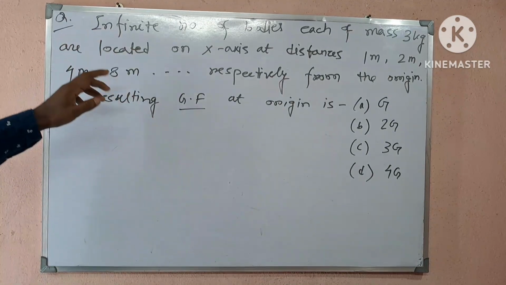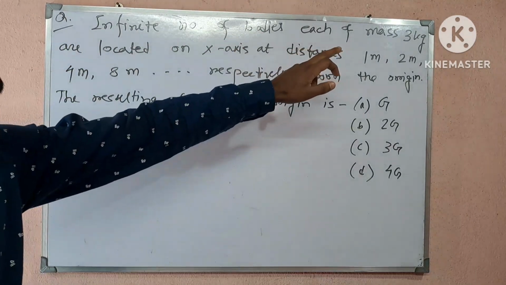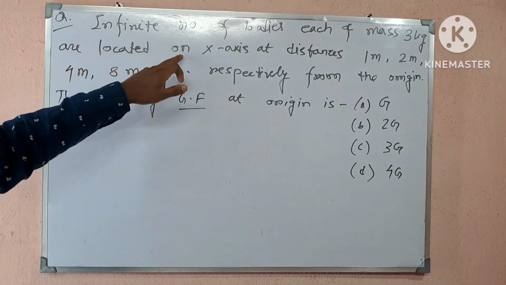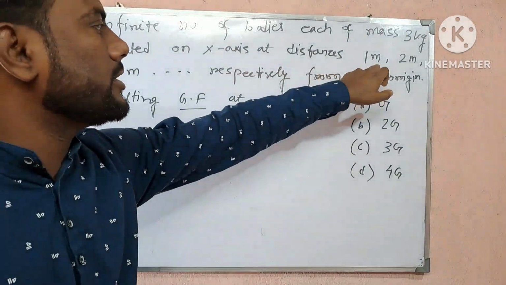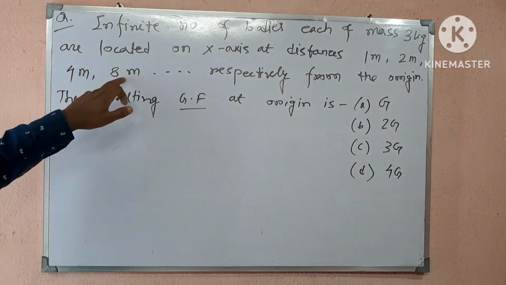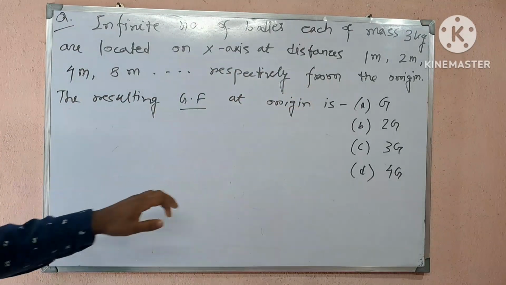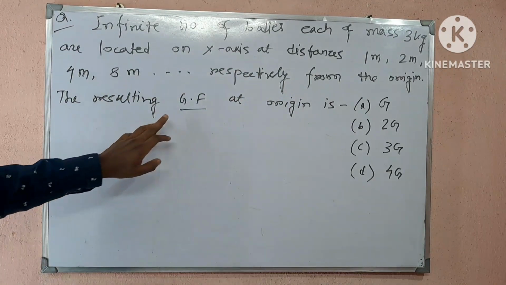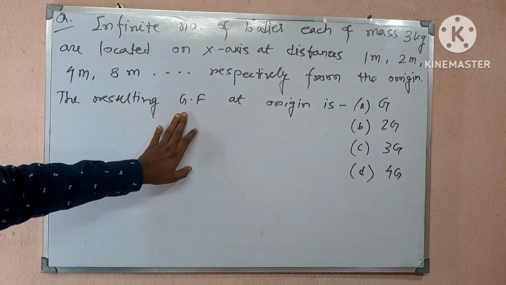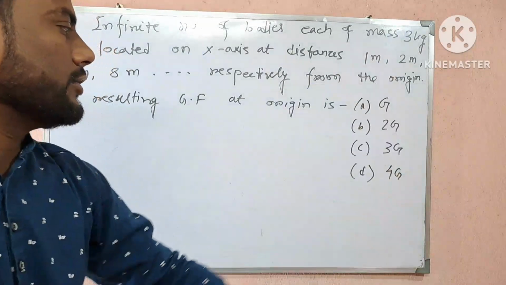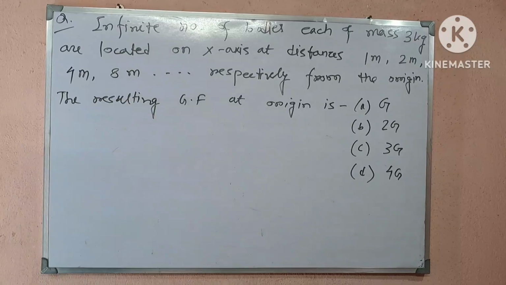Let's see this question. Infinite number of bodies, each of mass 3 kg, are located on x-axis at distances 1 meter, 2 meter, 4 meter, 8 meter, respectively from the origin. The resulting gravitational field at origin is, and these are the options. So how will we solve it?